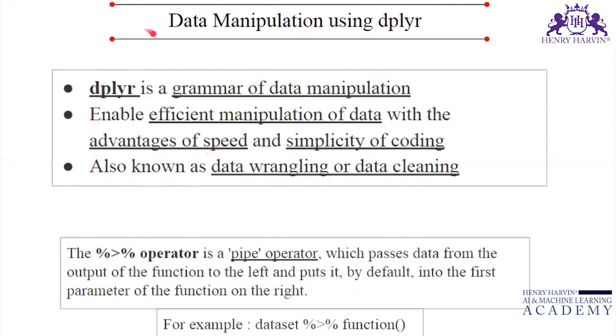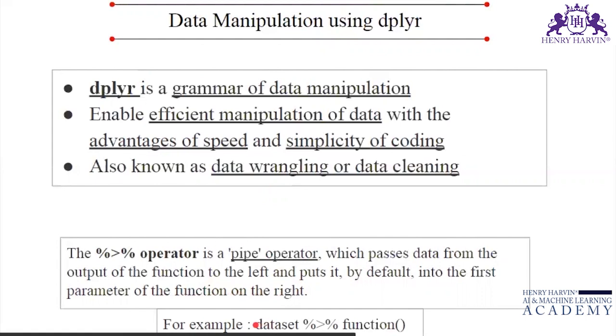So when we use the dplyr package for manipulation, there is an operator that helps us to provide the formulas or functions to our data set. It is called the pipe operator. It is a percentage sign, then the greater-than sign and the percentage sign. So it creates a pipe operator which passes data from the output of the function on the left and puts it by default into the first parameter of the function on the right.